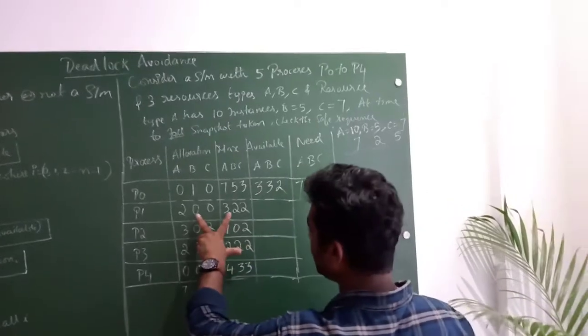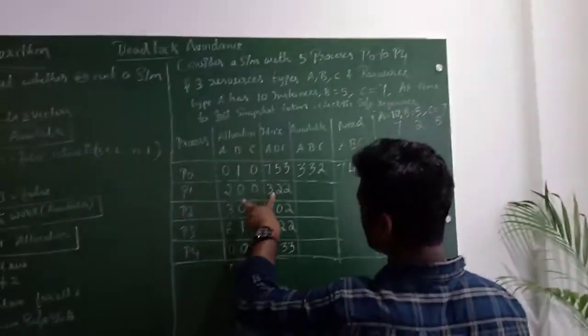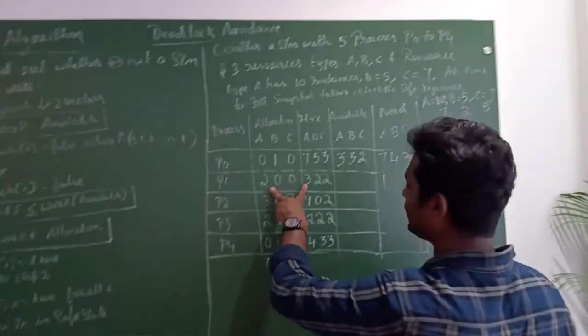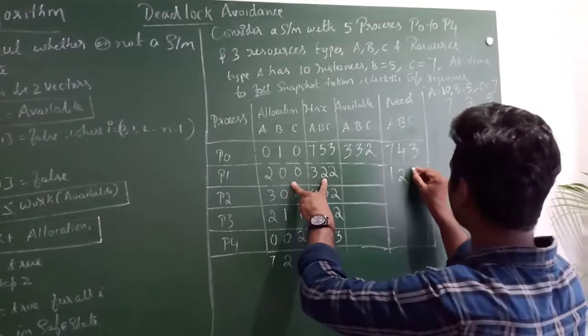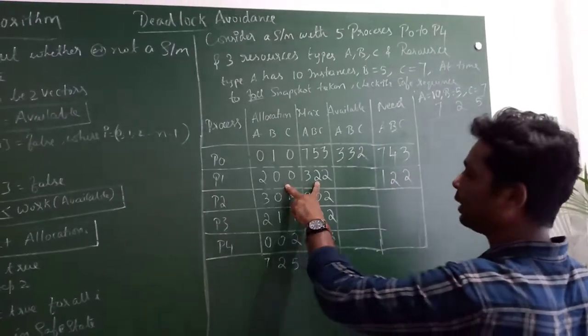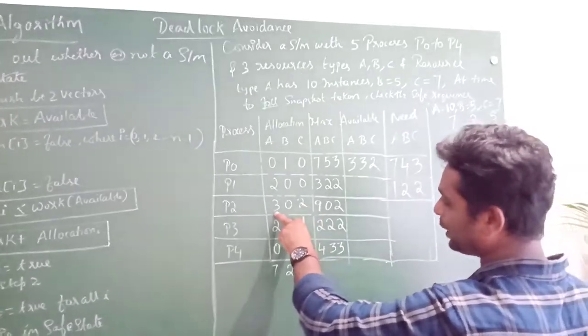Next P1, maximum it needs for A is 3, currently allocated is 2. So how much does it still need? 3 minus 2 is 1. 2 minus 0 is 2. 2 minus 0 is 2. Okay. Next P2. Maximum of A it needs 9, but currently allocated with what?